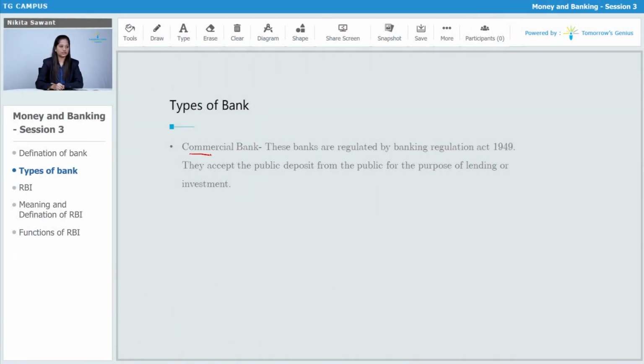So the first is commercial bank. Now what is commercial bank? These banks are regulated by the Banking Regulation Act 1949. They accept public deposit from the public for the purpose of lending or investment. So for example, if this is a commercial bank.